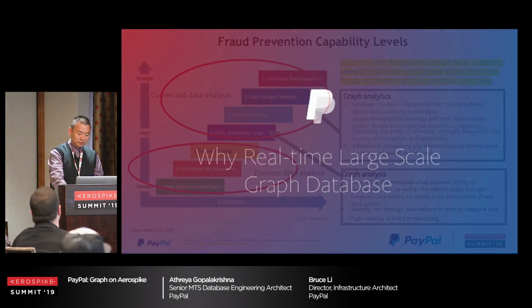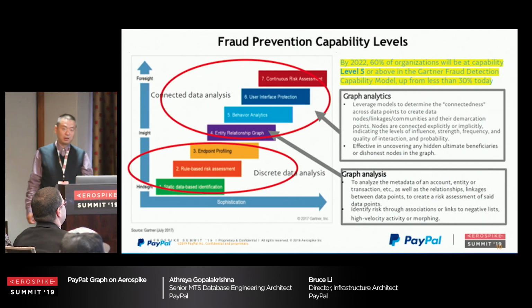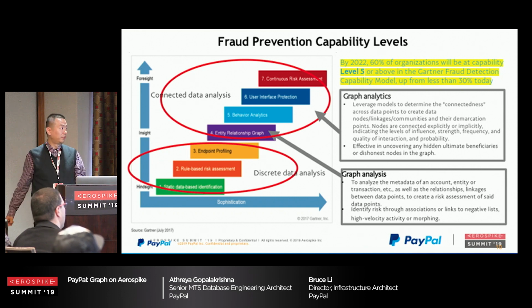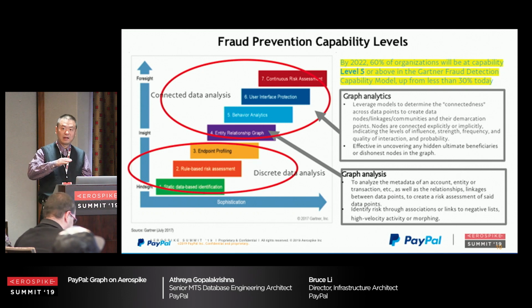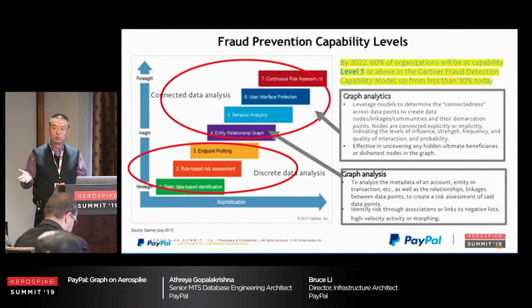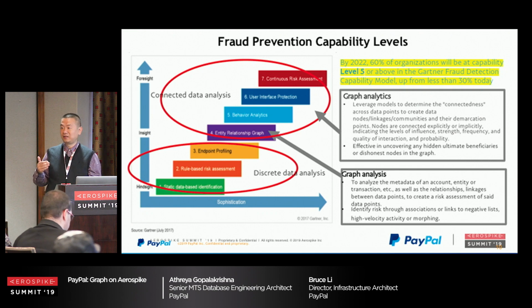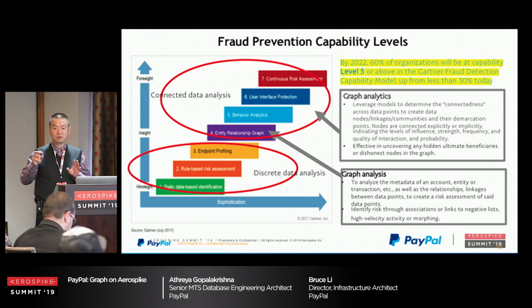Actually, a lot of domains require graph capability, especially for risk, PayPal risk. If we look at Gartner's fraud prevention capability, at the low level, from level 1 to level 3, it's just discrete data points and analysis. It's simple. But to move to the higher levels, we need more and more connected data, linked data. For example, for risk, we need to understand the relationship between two accounts. There's a strong link, weak link.